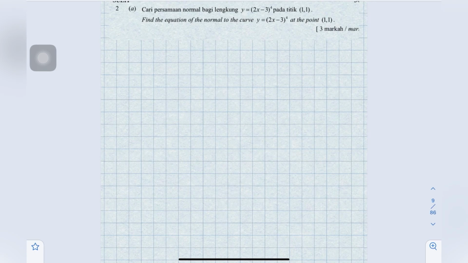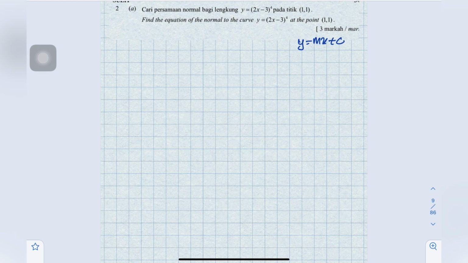Question number 2a, find the equation of the normal to the curve y equals to (2x minus 3) power of 4 at the point (1, 1). Okay, so equation of normal is straight line. Equation of straight line, y equals to mx plus c. Okay, so to find equation of normal we need the gradient of normal. But to find gradient of normal we need the gradient of tangent. So gradient of tangent is dy/dx.